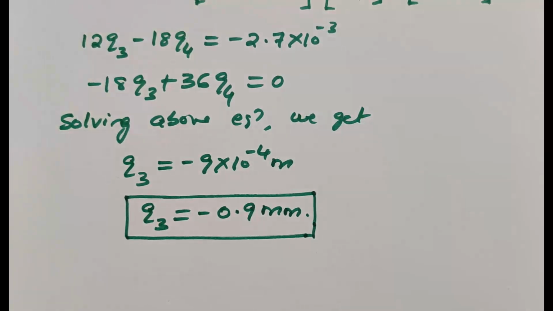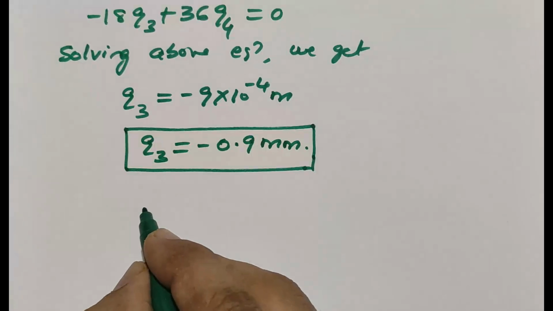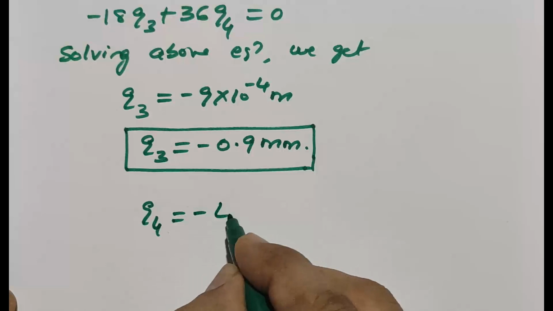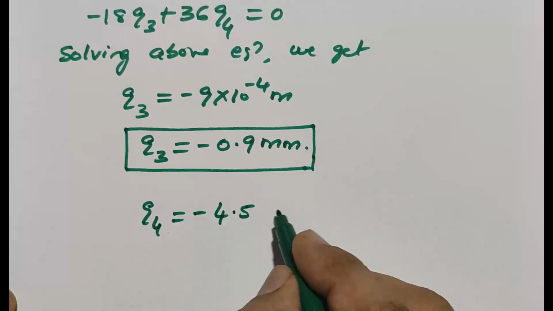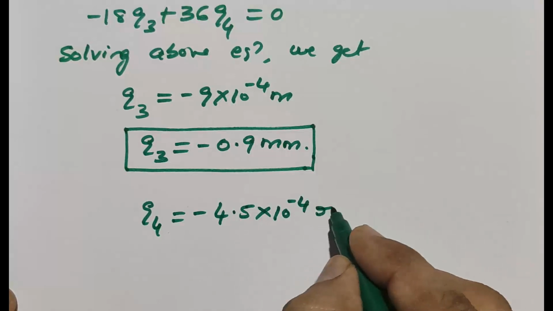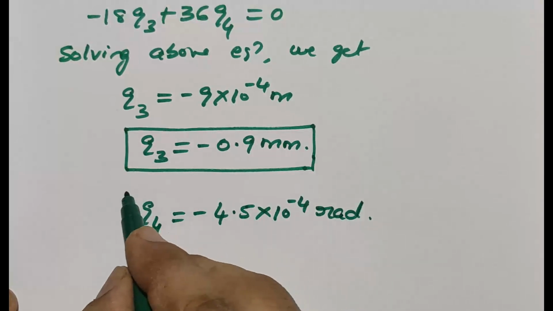This is the transverse displacement at node number 2, or the maximum deflection of the beam at its free end. Next, Q4, that is the slope. Q4 is minus 4.5 into 10 power minus 4 radian.